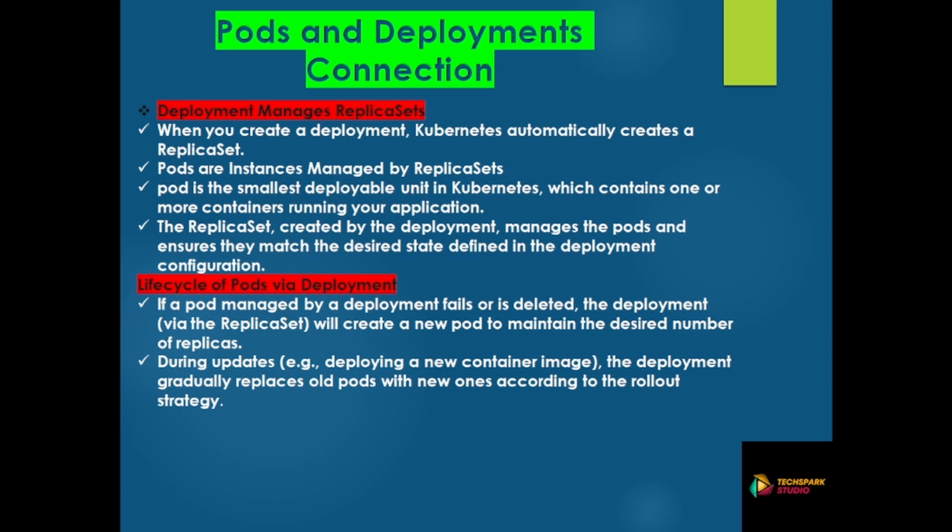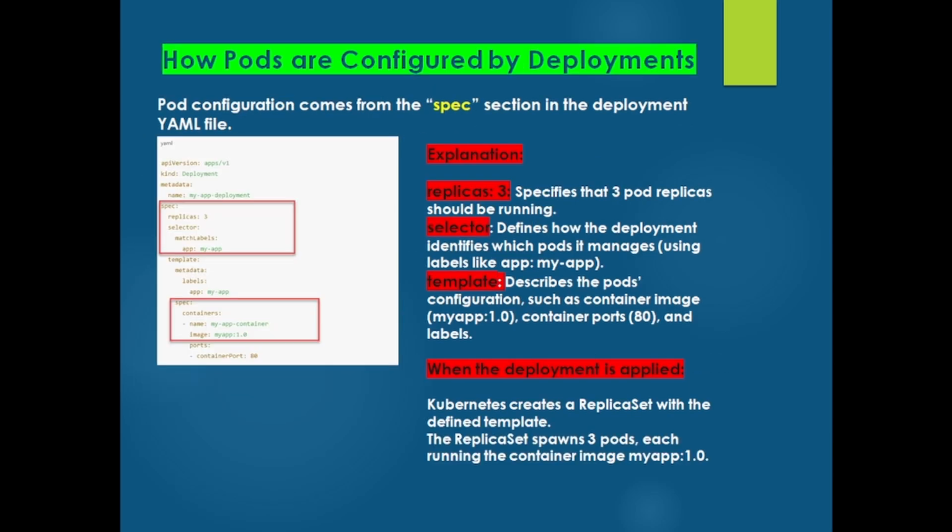Lifecycle of a pod. If pods managed by a deployment fail or are deleted, the deployment will create a new pod and maintain the desired number of replicas. During an update, the deployment gradually replaces old pods with new ones according to the rollout strategy. How are pods configured by a deployment?